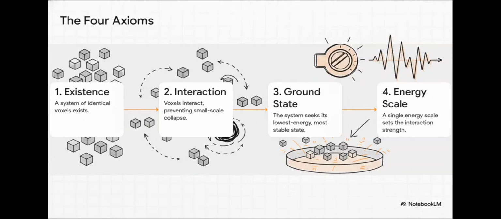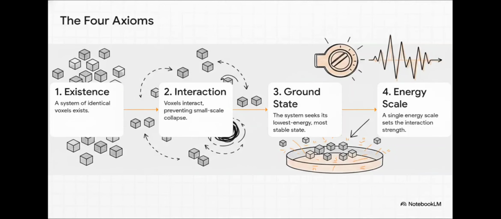Rule number one, the voxels exist. Okay, simple enough. Rule two, they have to interact with each other in a special way that stops them from just collapsing into a black hole. A bit of personal space. Rule three, just like pretty much everything else in nature, this whole system of voxels is always going to try to settle into its most stable, lowest energy state. It wants to get comfortable.